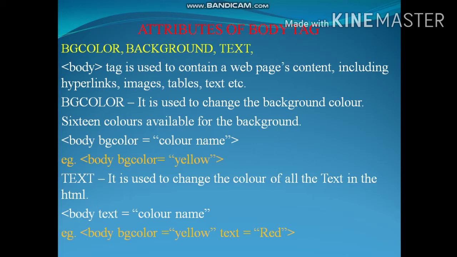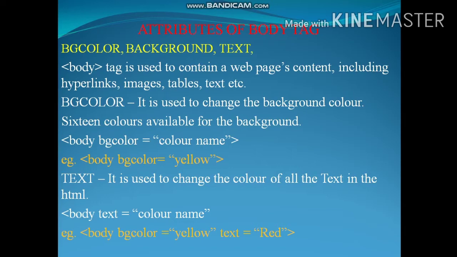Body tag is used to contain a web page's content, including hyperlinks, images, tables, text, etc. First attribute is BG color. It is used to change the background color. 16 colors are available for the background. If you use BG color in the web page, the background will be changed to this color.